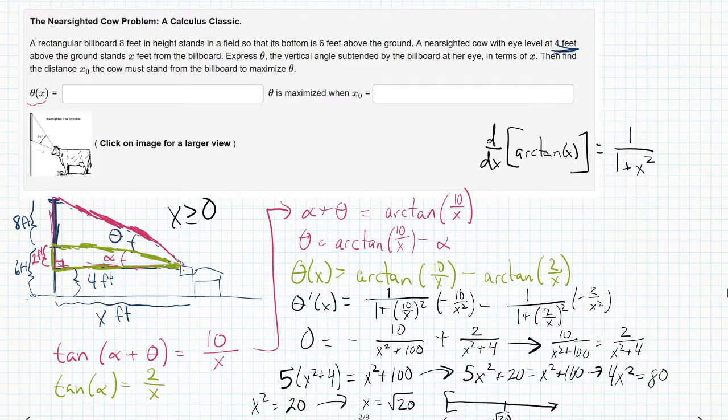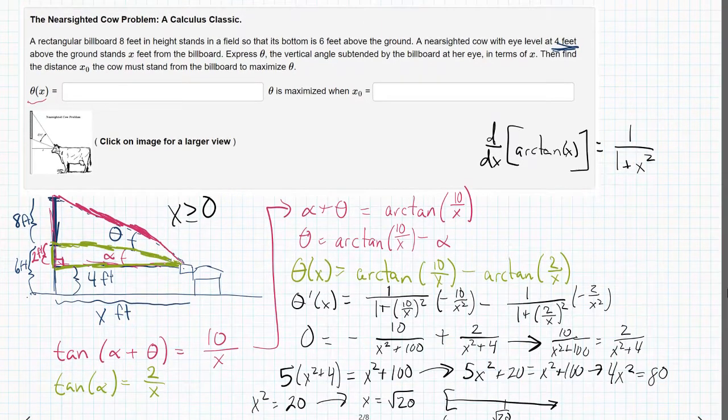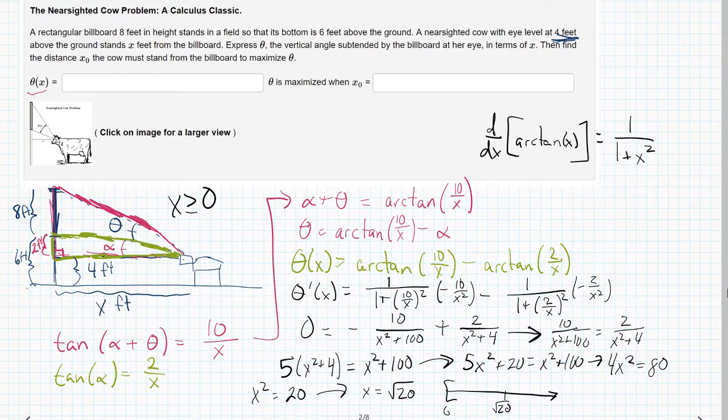And hopefully we can see that still. If not, I can fix that real quick. There we go. Hopefully that'll look a little better where you can see it. So now, taking a look at that, we need to plug in values for our x in theta prime of x. Okay, so pick a number between 0 and the square root of 20, I'd suggest 1. Notice that gives us negative 10 over 101, and 2 over 101, so that means it's negative.